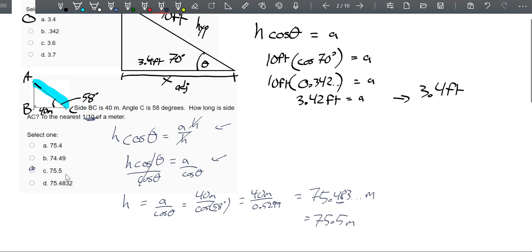But apart from all of this, we don't even have to do any of this to answer this question. We can just look at the multiple choices. We got 74.49. That's not to the nearest tenth. 75.4832. That's not to the nearest tenth either. The 4832 and the 49 both come from the actual answer you're going to get, and they both round up to 5, and they don't round down to 4.